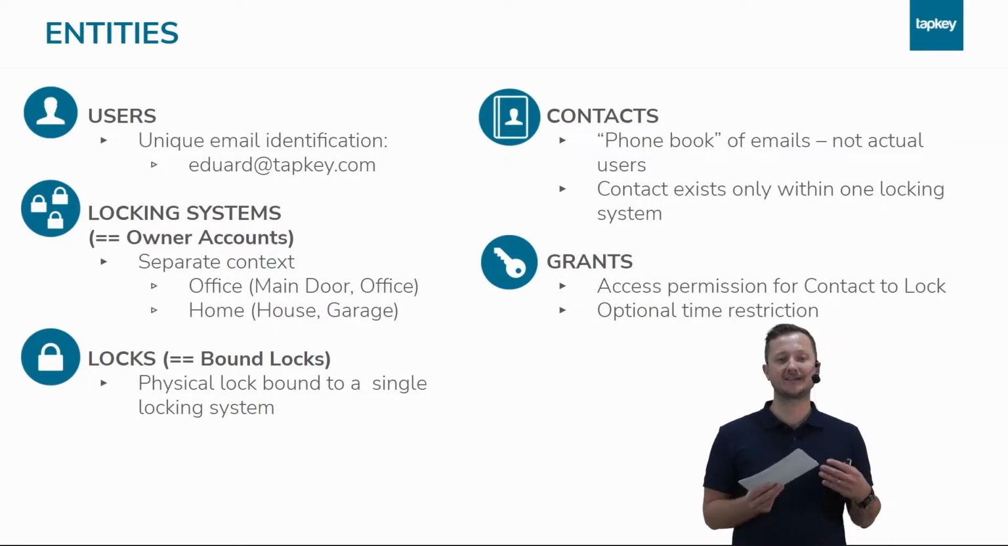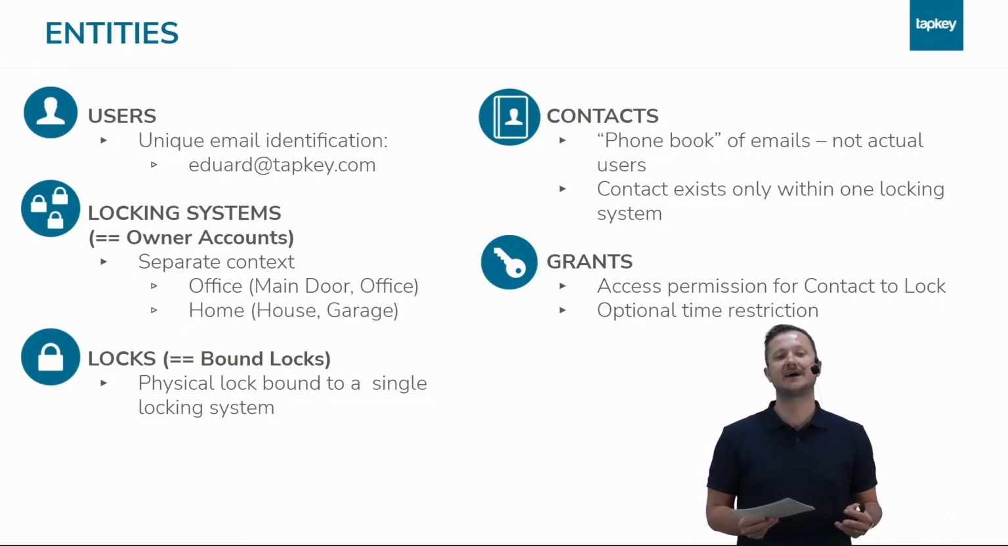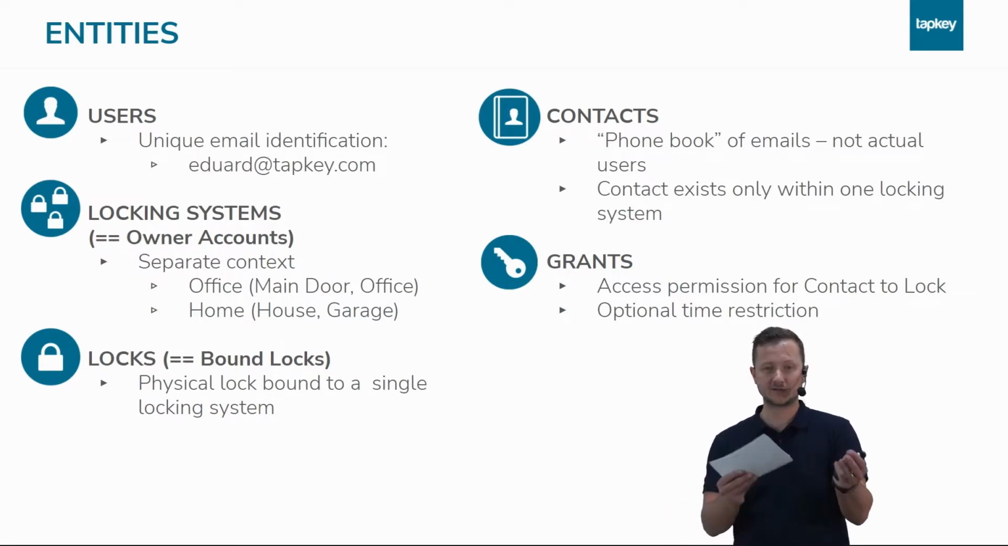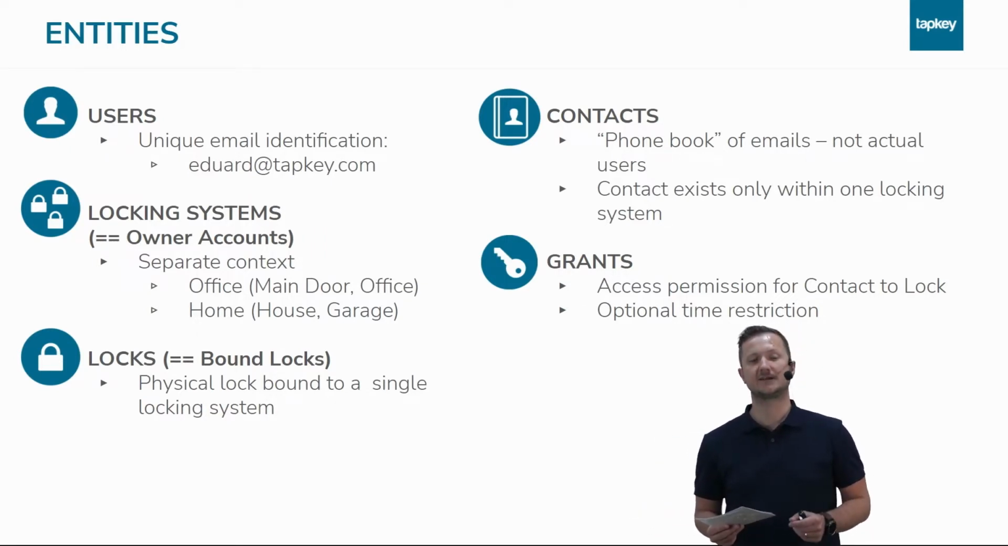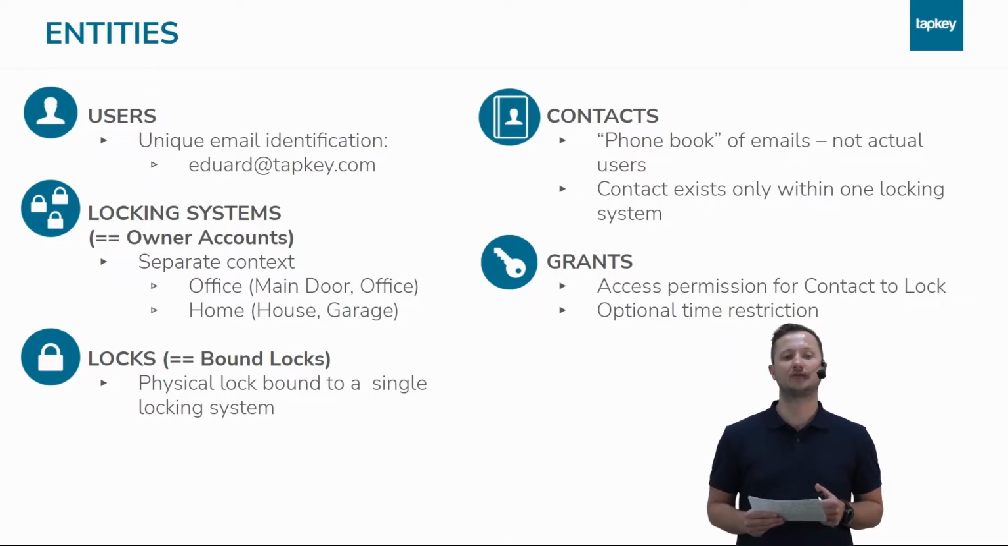Whenever you create a new access permission, they are created for a bound log. If you decide to unbind or remove the log from your owner account, all the permissions are revoked and the physical log is ready to be used with another owner account with no permissions on it. This means that one physical log can be bound to only one owner account at the same point of time.